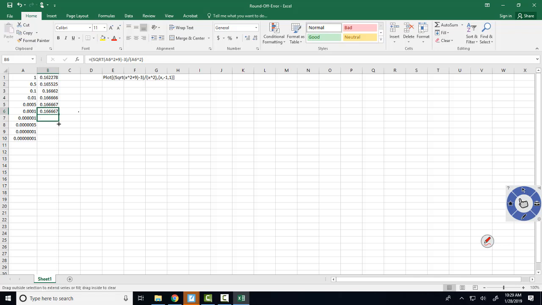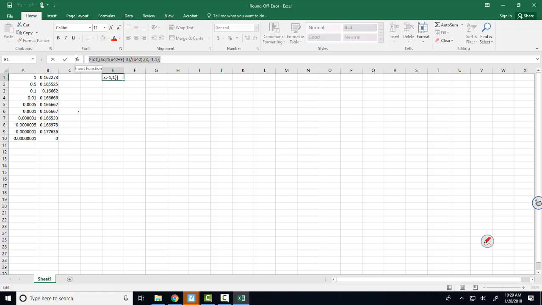But look what happens if I zoom in on this machine further and further. It starts behaving strangely. And that's because of a round-off error in this problem. And in fact, we could even take this and graph it.